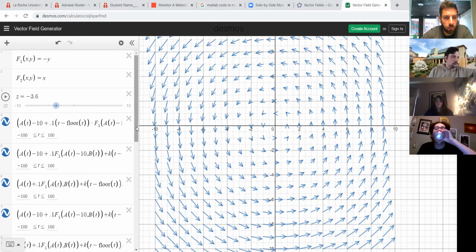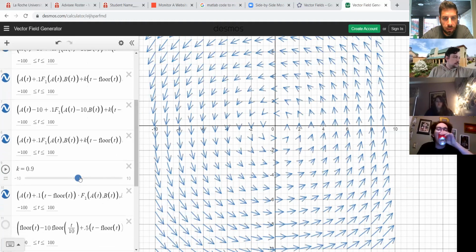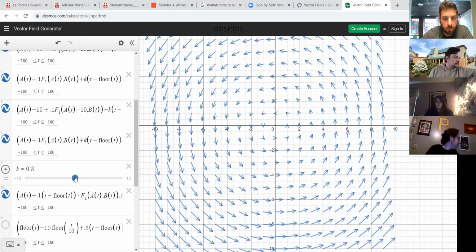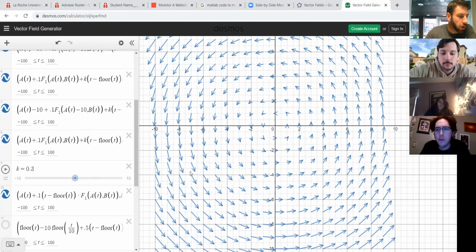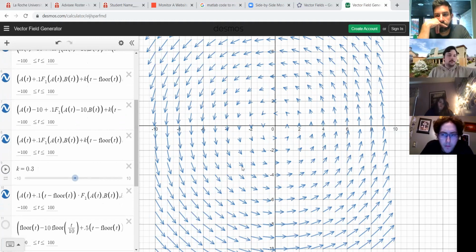Now the length of the arrows, which I can't change because I don't know why. There we go. The length of the arrows is there to help us understand that the longer the arrow is, perhaps the faster it's going, whereas the smaller the arrow is, the slower it's going. So this is what we often call a rotation field. Does anybody have a question about this?